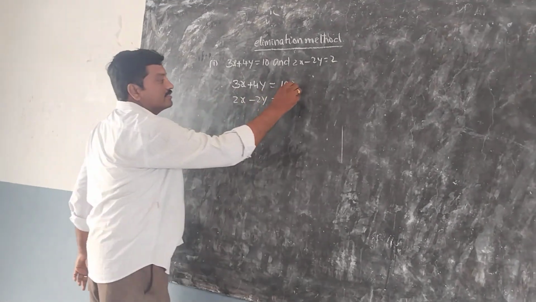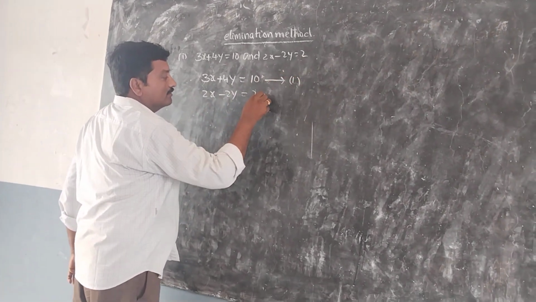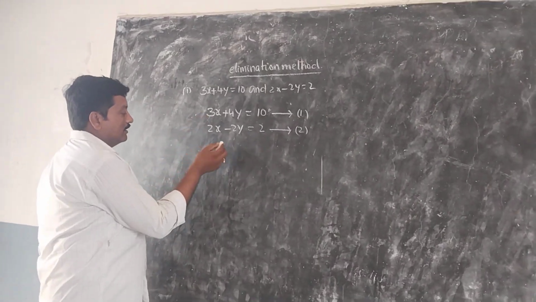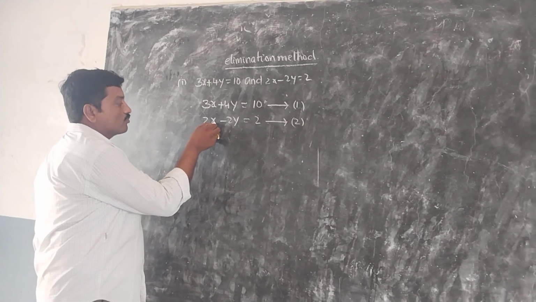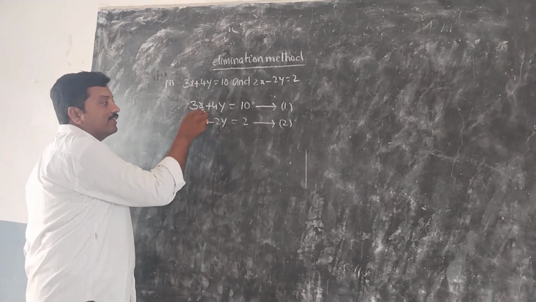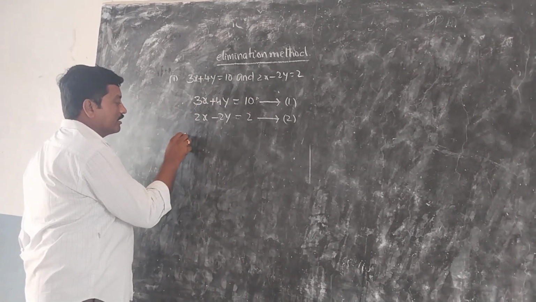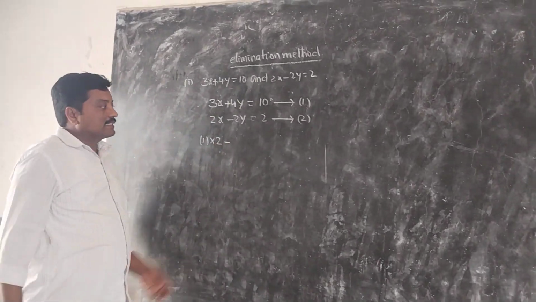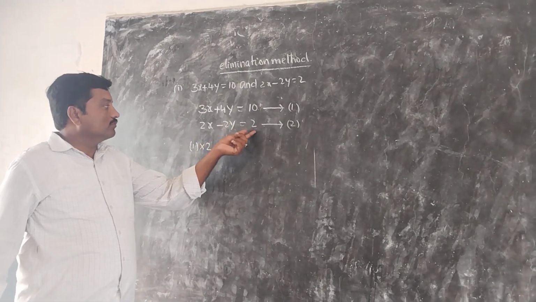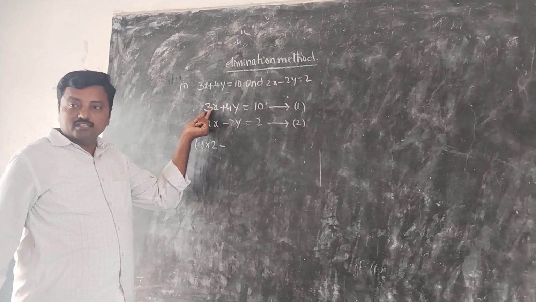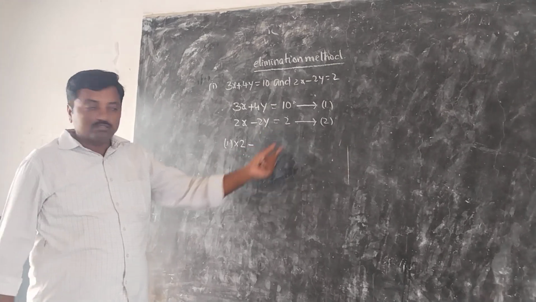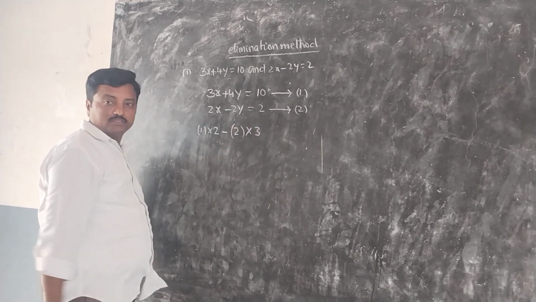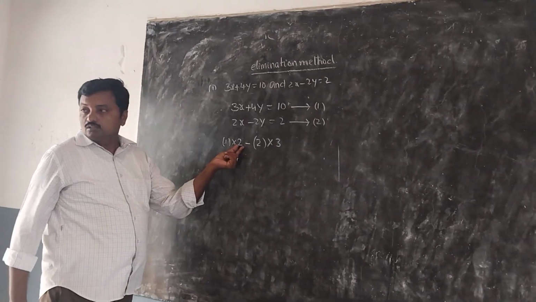So it is equation 1, equation 2. The second equation's x coefficient is 2. It is multiplied by equation 1. So equation 1 into 2 and minus second equation 2x minus 2y is equal to 2. The first equation's x coefficient is 3. It is multiplied with equation 2. So 2 into 3. So equation 1 into 2.